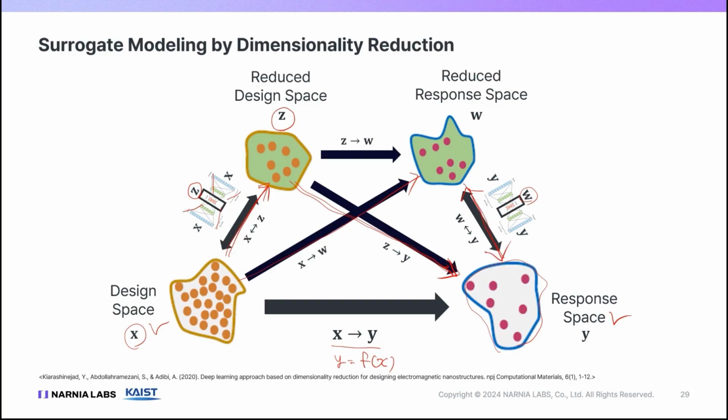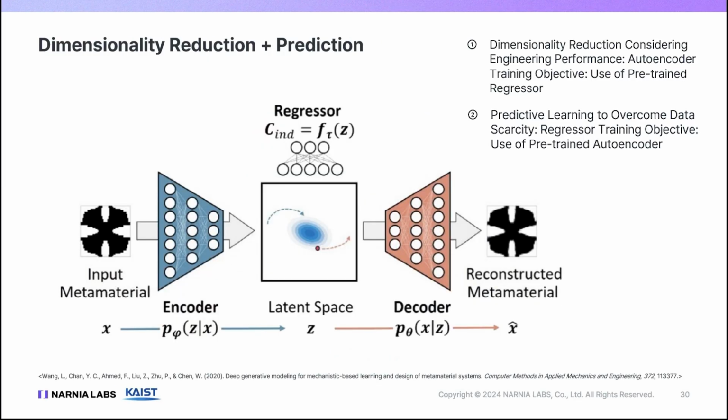Alternatively, the reduced design space and reduced response space can also be connected in this way. It could even be done in 3 stages. Since various combinations are possible, you should utilize the prediction model according to the state of your data, as shown here. And there are also advantages when you perform dimensionality reduction.